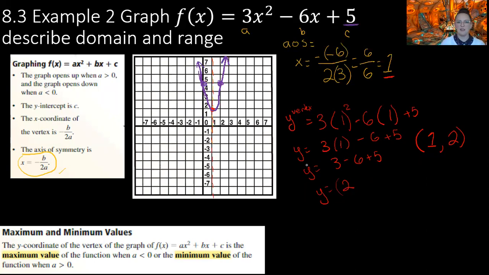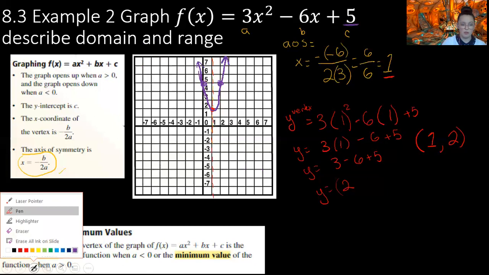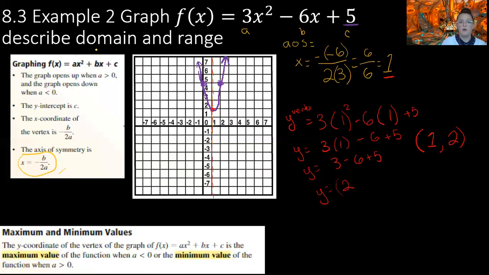All right, so what we need to do now is describe the domain and range. The domain and range are our vocab terms. That is when we describe which x values are true and which y values are true.